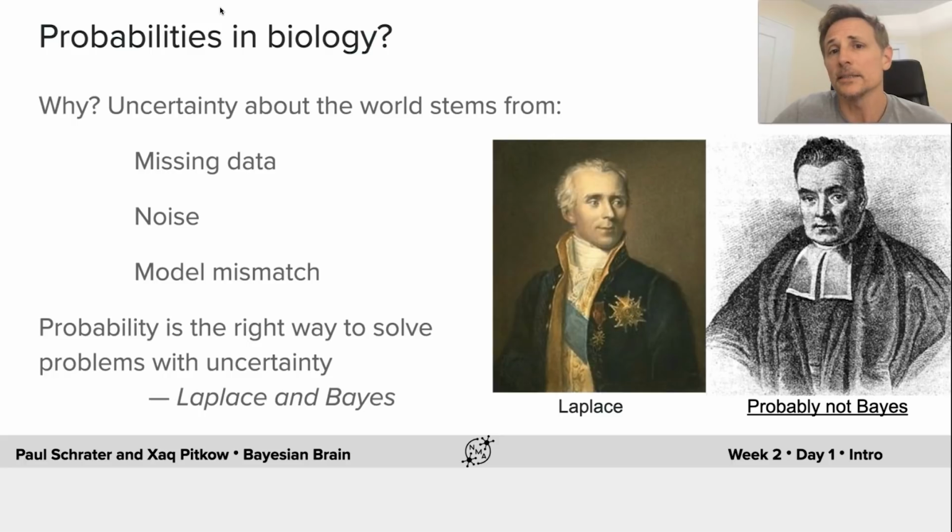Now, why is the world uncertain? The world is uncertain because we don't always have the data that we need, like I was showing you in the previous slide. In addition, there is fundamental stochasticity or noise in the world, which limits our ability to accurately measure the things of interest. And finally, the estimation process that we employ has to make assumptions which are often wrong.